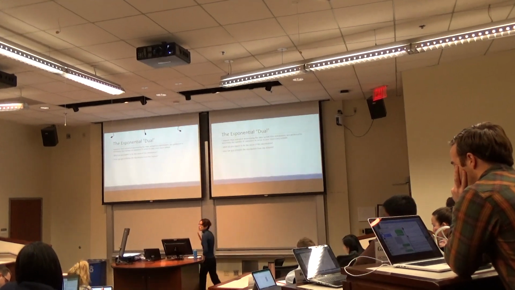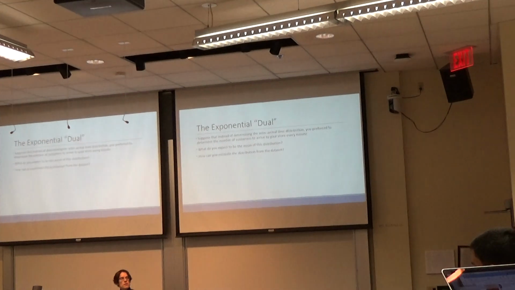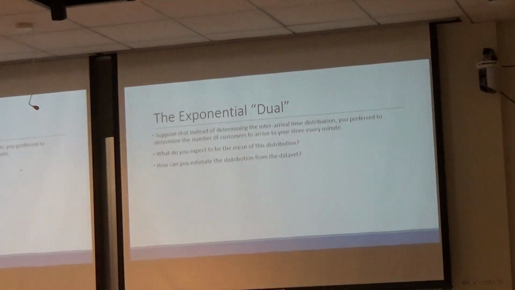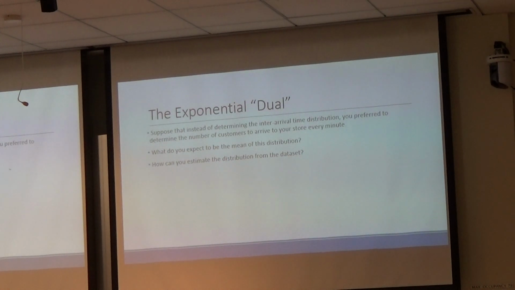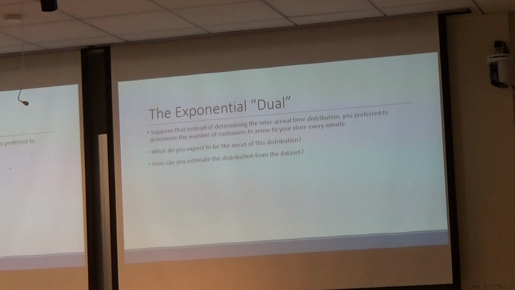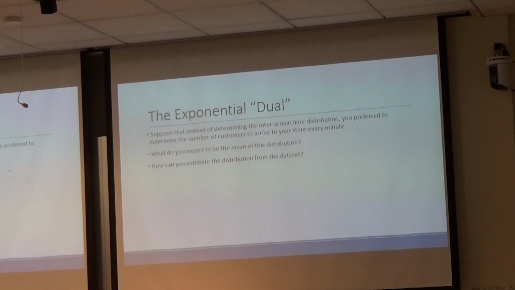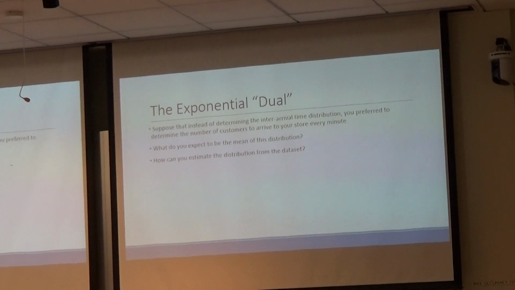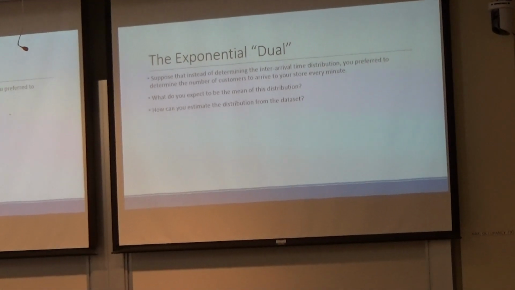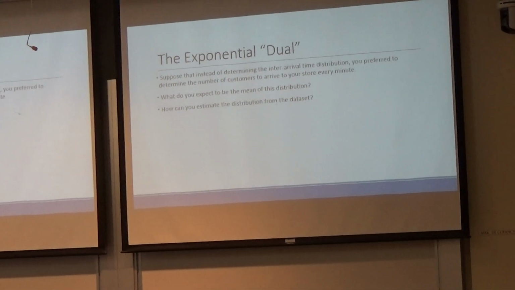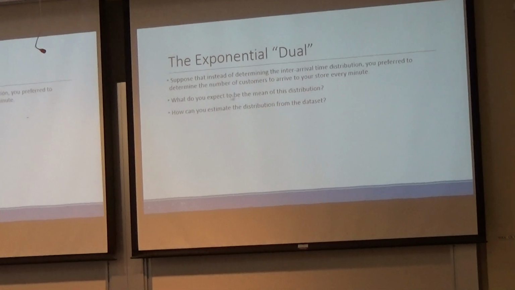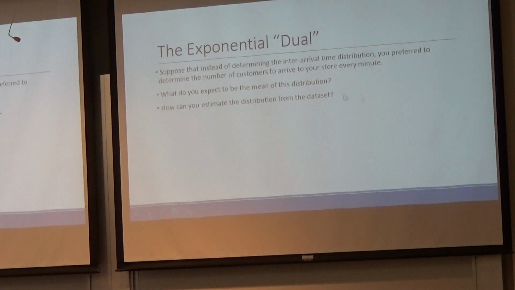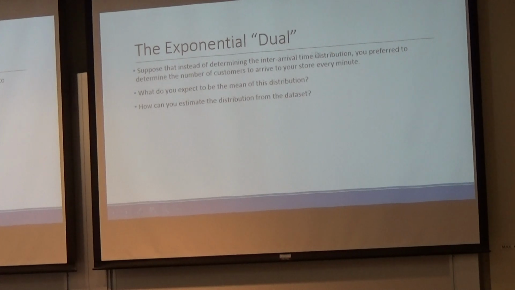What's another way I could look at this data? Maybe I'm not interested in the times between arrivals. Maybe I'm interested in how many people come in. I want to know how many people come in a minute. I could ask that exact same question with this exact same data set, right? So let me ask what I'll call the quote dual question, which is: suppose that instead of determining an inter-arrival time distribution, I want to determine the number of customers to arrive to my store every minute.